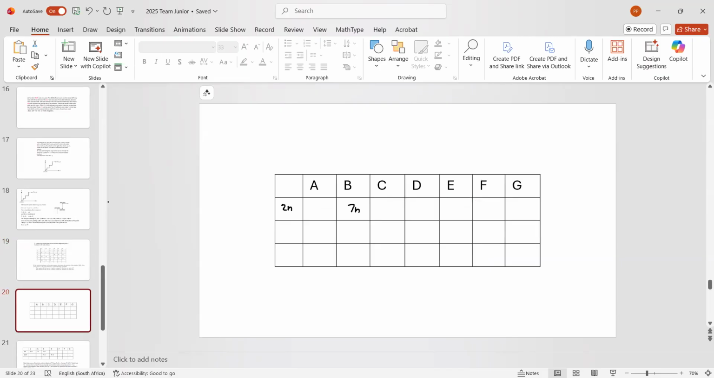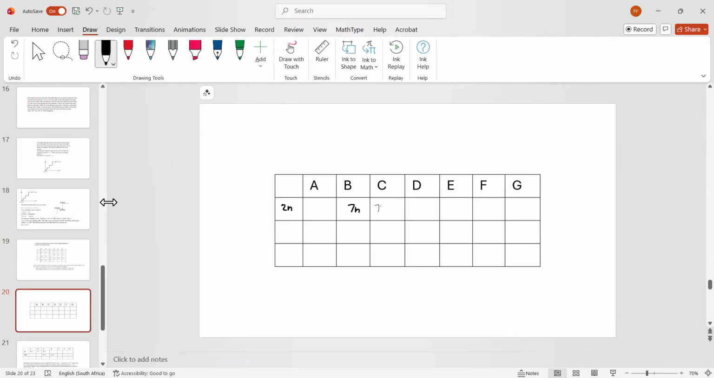I got 7n here. So here I would have had 7n minus 1. Right? It's increasing this way. You get 7n plus 1. And then it jumps 2 spaces. It comes to 7n plus 2. Now you got 7n plus 3, 7n plus 4, and so on.